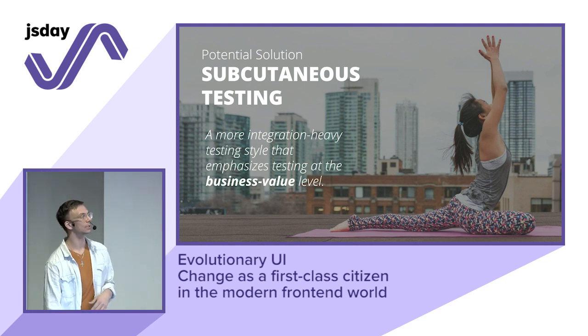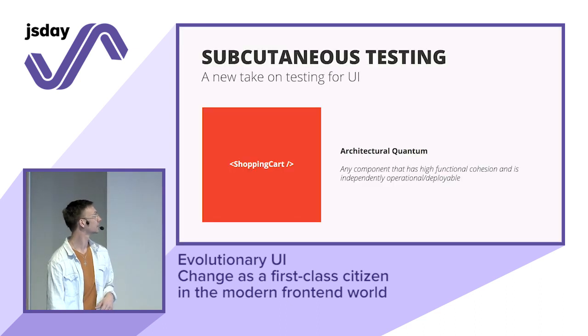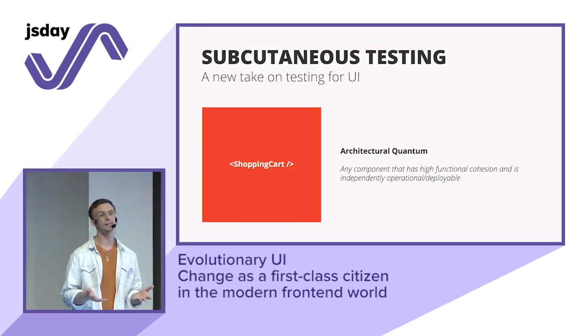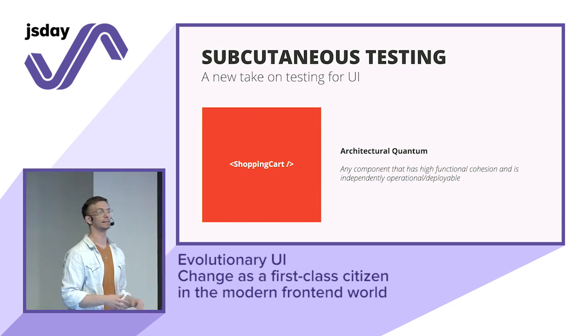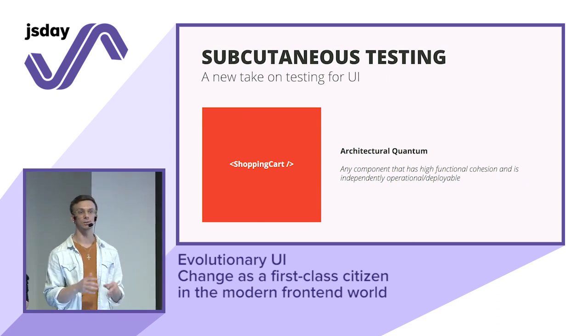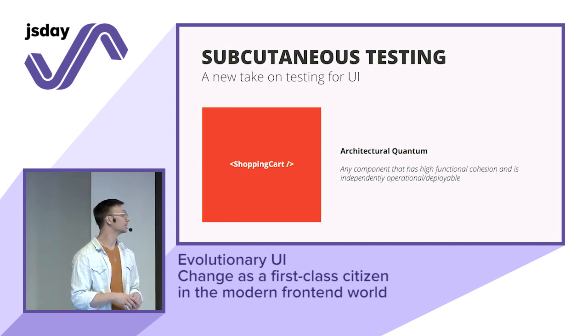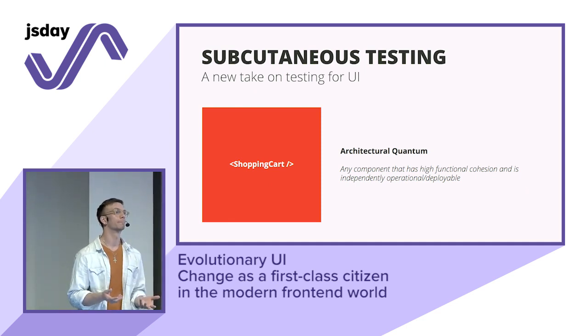So you think this might actually meet your fitness functions pretty well. If we were to take a subcutaneous testing approach, then we might just test at the shopping cart level, because that is a discrete piece of business functionality. It's a cohesive piece, and you could even describe it as an architectural quantum.